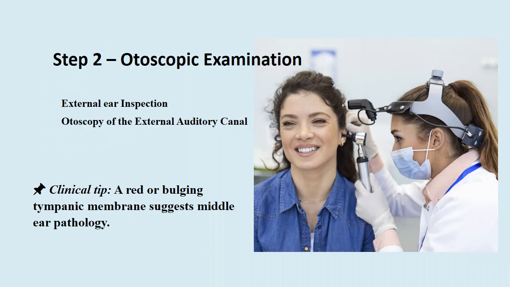Begin by inspecting the external ear for deformities, swelling or discharge. Next, perform otoscopy. Look for wax, foreign bodies or infection in the canal. Assess the tympanic membrane. A red or bulging tympanic membrane suggests middle ear pathology. A normal tympanic membrane is pearly gray, translucent and in a neutral position.